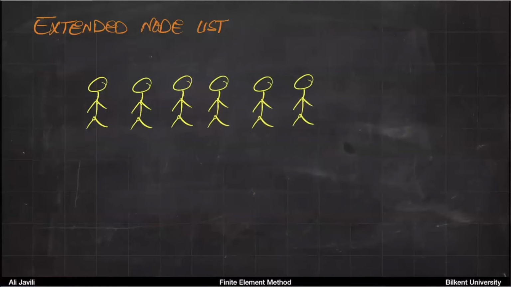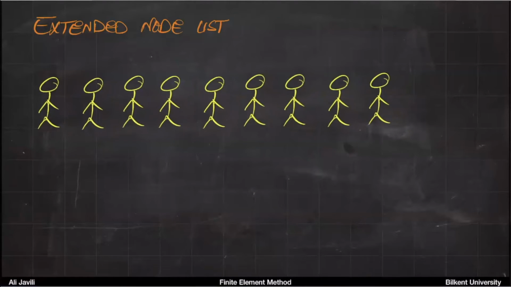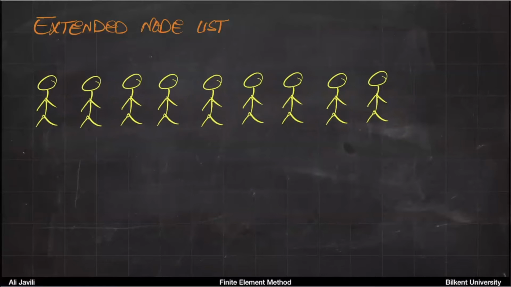And then again, this example, although it's just a very simple example, I think it is very much representative of what we are going to do. It's a perfect example. So I think after this example, you should have a very good understanding of what you need to do to construct the extended node list.